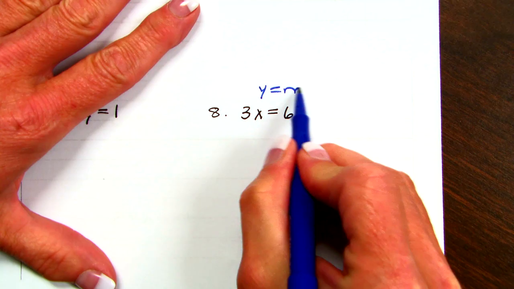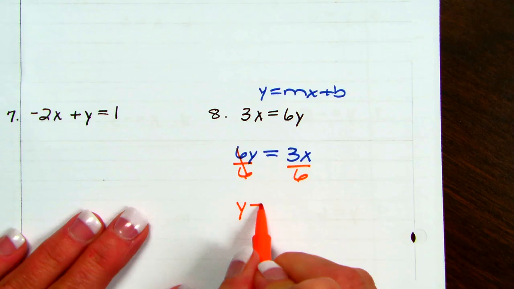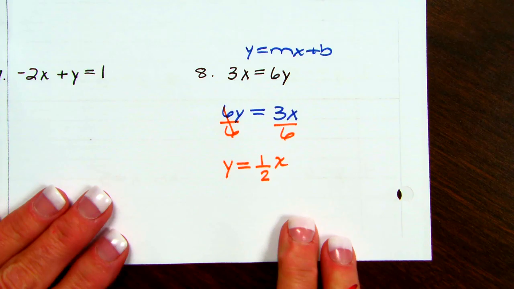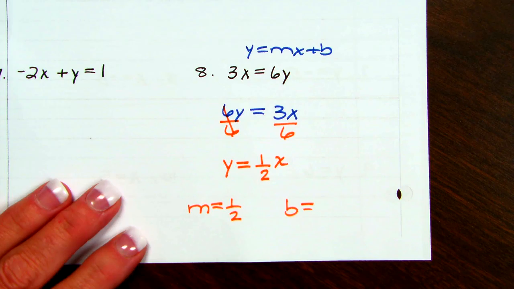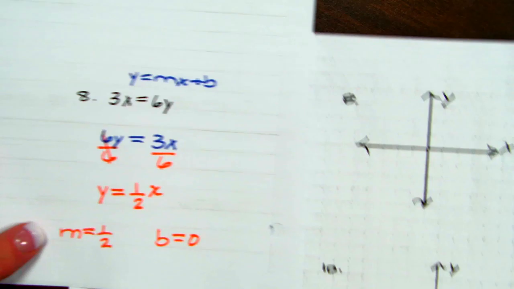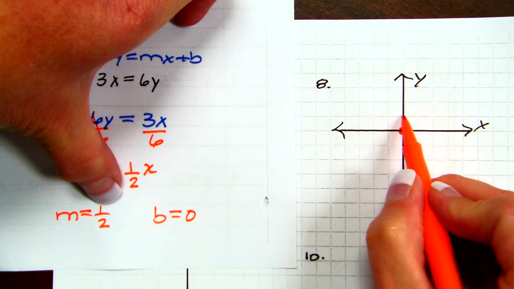Sometimes you have to rewrite your equation. So let's look at number 8. We'll look at number 8, and then I'll do another one. So number 8 is kind of odd looking, so since we're trying to get it into y equals mx plus b, I think it might be helpful if you just switch sides so that your y is on the left and x is on the right, and then you're going to divide both sides by 6, and then you'll have y equals, and 3 over 6 reduces to 1/2 times x. You still have to pick out your slope and y-intercept. Your slope, of course, is the number in front of x. And then your y-intercept is the number that's added on at the end. Well, we don't see a plus 2 or a minus 3, so if there's not a number there, the number is 0.